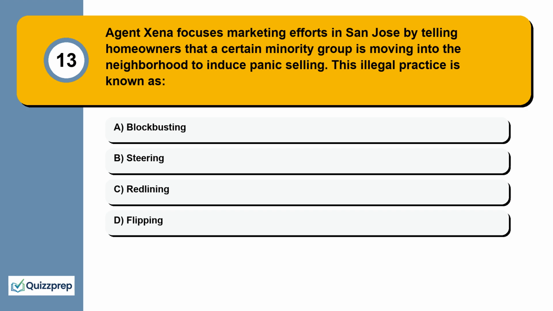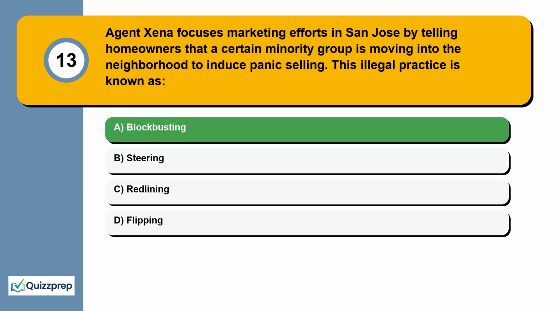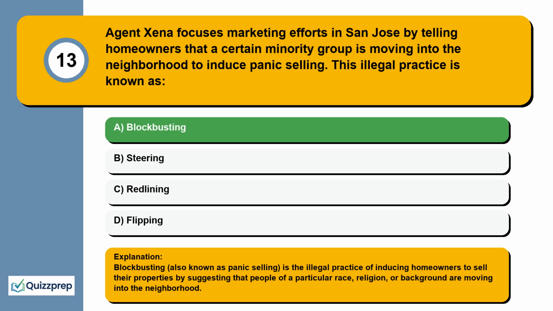Question 13. Agent Zena focuses marketing efforts in San Jose by telling homeowners that a certain minority group is moving into the neighborhood to induce panic selling. This illegal practice is known as blockbusting, steering, redlining, flipping. Blockbusting, also known as panic selling, is the illegal practice of inducing homeowners to sell their properties by suggesting that people of a particular race, religion, or background are moving into the neighborhood.